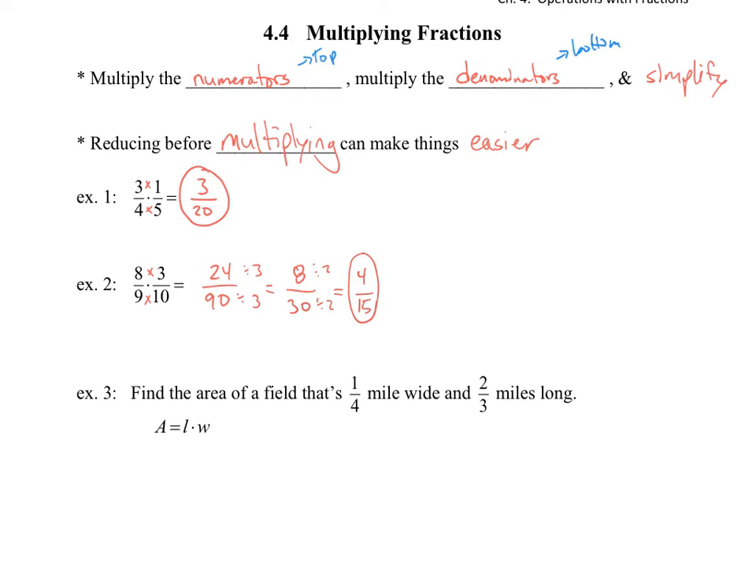Okay, I'm going to do this the other way. So if you watch this and you go, this doesn't make sense to me, just do what we just did. Okay. So I'm going to rewrite my problem. 8/9 times 3/10. I'm going to look at the top numbers and the bottom numbers. The 8 is an even number and 10 is an even number. So this 8 I can make a 4 because 2 fits into 8 4 times and 2 fits into 10 5 times.